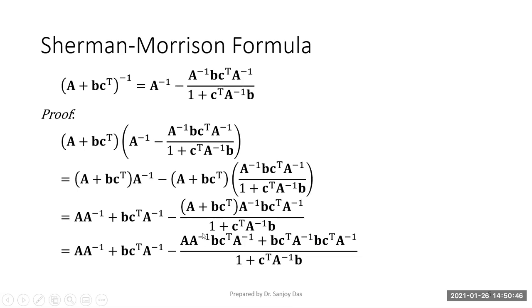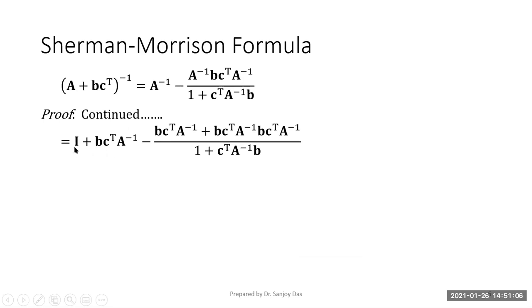Okay, what's AA inverse? Identity. Exactly. So this is the identity matrix. And what's AA inverse here? This is the identity matrix, right? So what we get is I plus this whole thing. This AA inverse I just did not write here because it's the identity matrix. Okay, so we have I here. So we have to now show that this term and this term cancel out. Okay, because we have to show that it's equal to I, right?